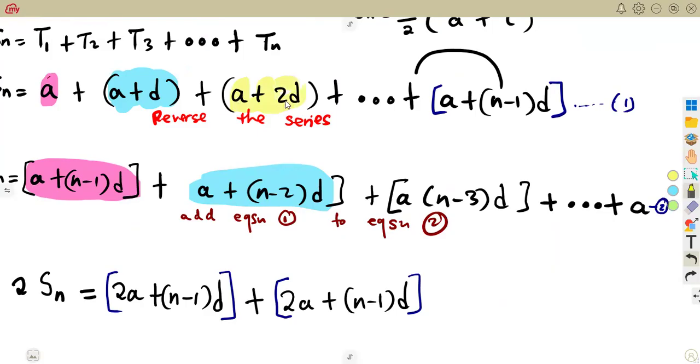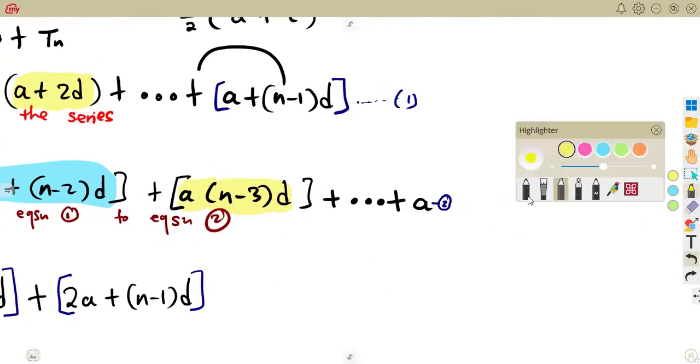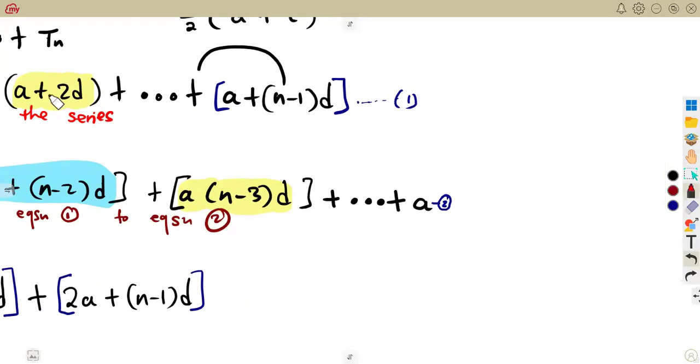If you consider the third corresponding part, a plus 2d here, and the other part, which is a plus n minus 3 times d, we're going to have the same answer. Let's just prove it for the sake of revision. Remember, you're adding, so you take this a plus 2d, and you add to it a plus n minus 3 times d.